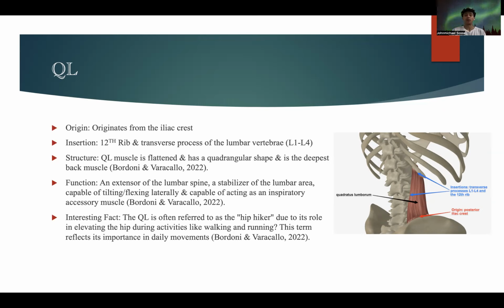The QL muscle is an extensor of the lumbar spine and a stabilizer of the lumbar area. It is capable of flexing laterally. An interesting fact of the QL is that it is often referred to as the hip hiker due to its role in elevating the hip during activities such as walking and running around.